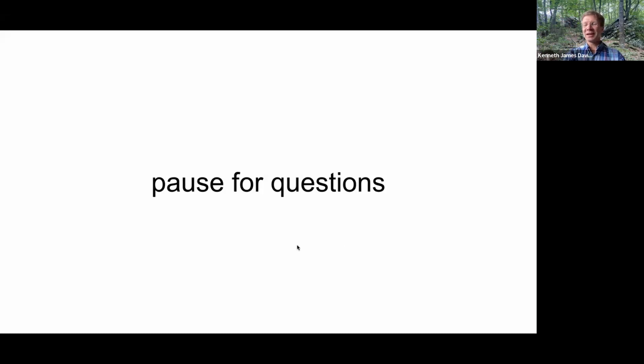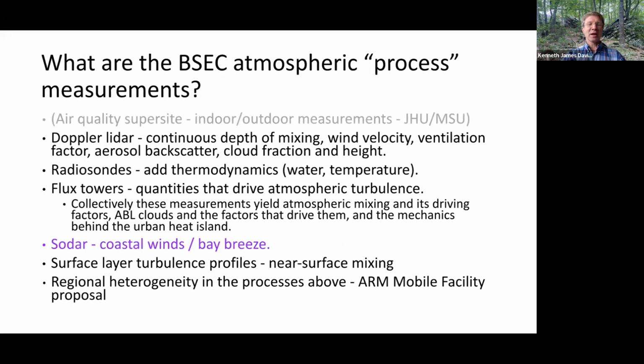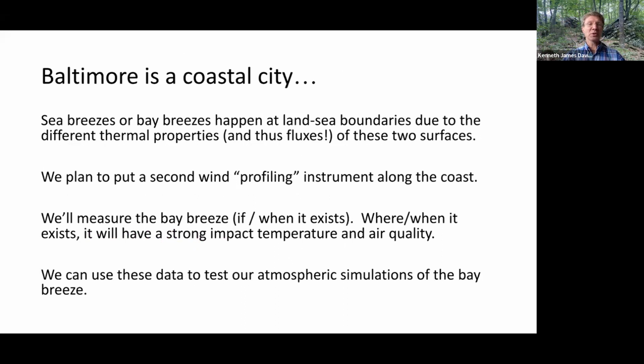Okay, I'm going to move along. There's a little more. I'll describe briefly a couple more measurements and then a proposal. Baltimore is a coastal city. There's probably a bay breeze or a sea breeze that's going to confound the stories we've been telling you about the river of air in the city. Because if you get these thermal gradients like land and sea, you get breezes that go back and forth. And so we're going to put a second wind profiler along the coast to see if we can pick out when these breezes happen and whether or not our models pick it up.